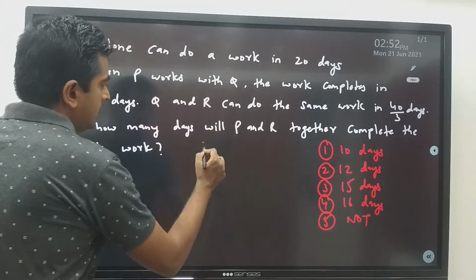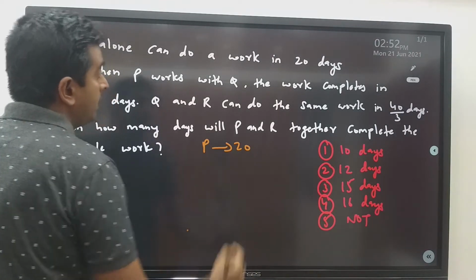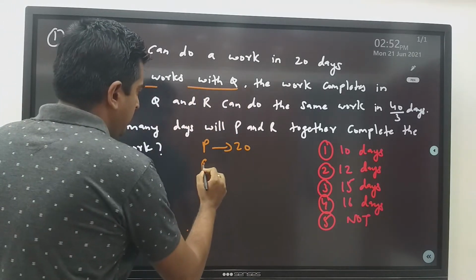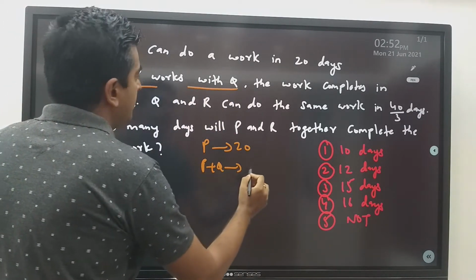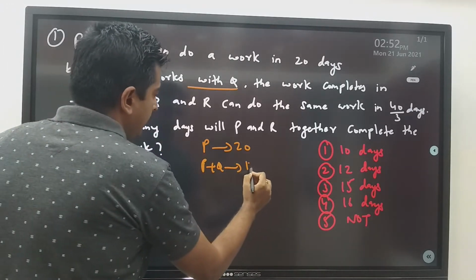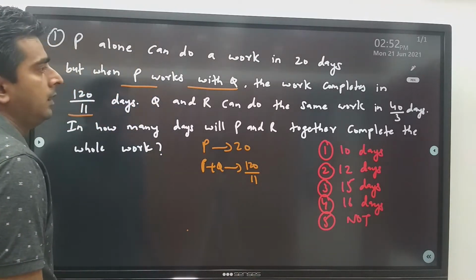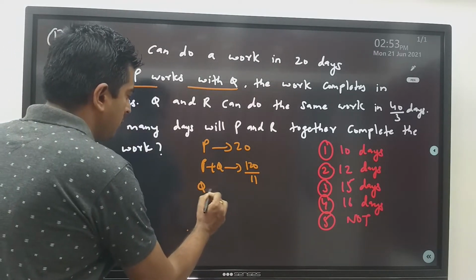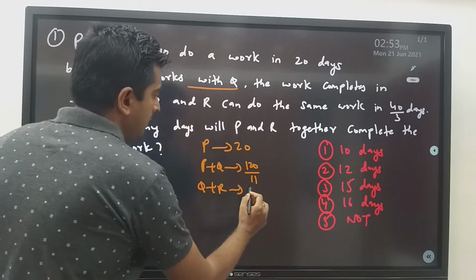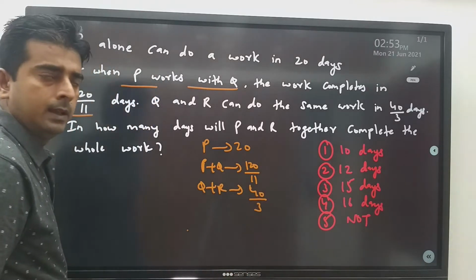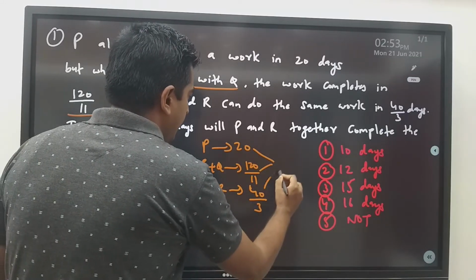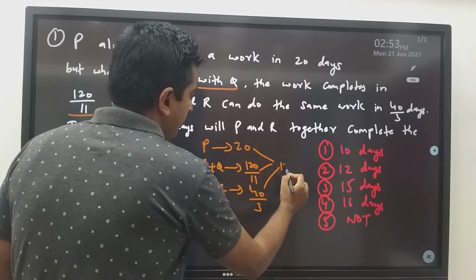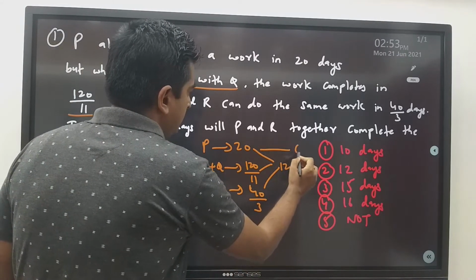So P alone can do the work in 20 days, but when P works with Q, so P plus Q, they finish the work in 120 by 11 days. Then Q and R together can do the same work in 40 by 3 days, so Q plus R, they do the work in 40 by 3 days. Take the LCM. LCM of numerator we have to take 20, 120, 40. What is LCM? 120. So efficiency of P is 6.